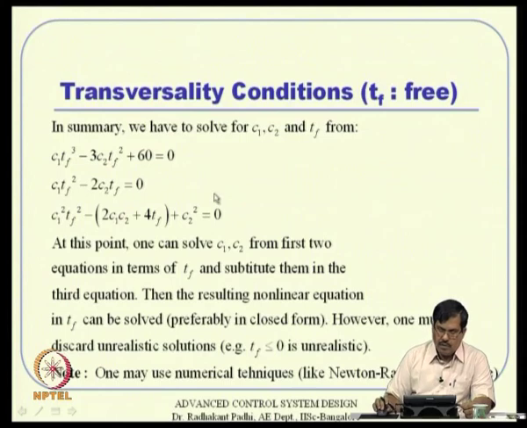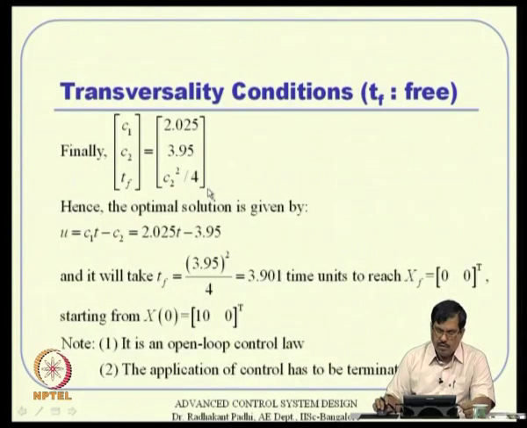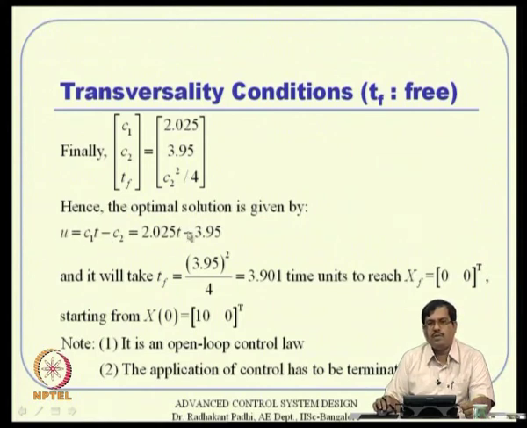So, ultimately we will be able to solve, and then we will tell okay, C1, C2, Tf is something like this in this particular problem, hence u is something like this, C1 T minus C2, which is like this. Ultimately we got what is our u, optimal control actually.